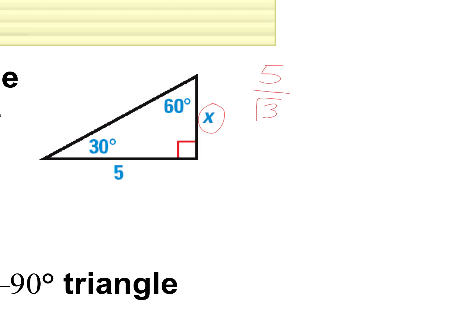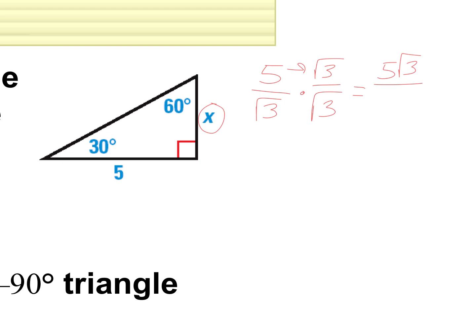Now, what's wrong with that? There's a radical on the bottom. How do I get rid of the radical on the bottom? Multiply it by itself, on the bottom and on the top. Okay? What do I get on the top after I multiply? 5 square root of 3. Yep, 5 square root of 3.